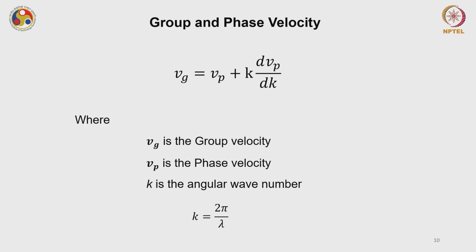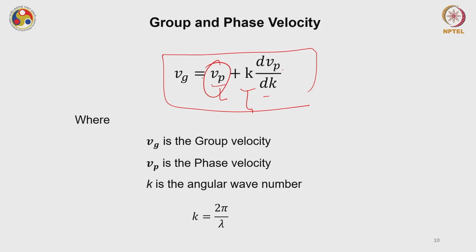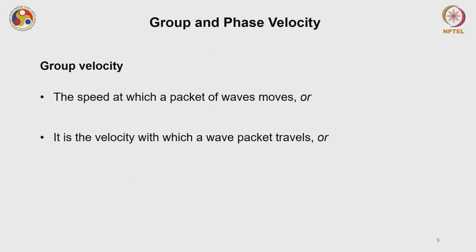So group velocity is nothing but the phase velocity plus k into del Vp by del k, where this Vp is the phase velocity and k is the angular wave number, which is equal to 2 pi by lambda, okay. So this concept we know from the propagation of wave concepts, okay. So the velocity that I was talking about in this SAW device was actually this Vp, okay. So this is the first type of gravimetric sensor.